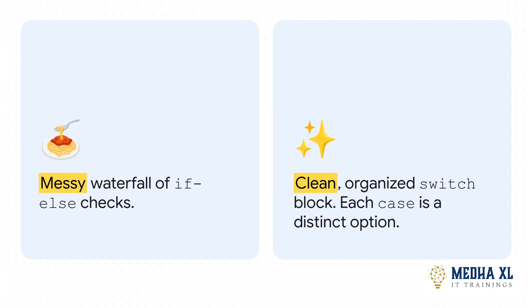You don't even need me to explain this one, right? The visual just says it all. On the left, you've got this waterfall of if-else checks. It's confusing. But on the right, a super clean, organized switch block. It's way easier to read and, believe me, a whole lot easier to maintain.